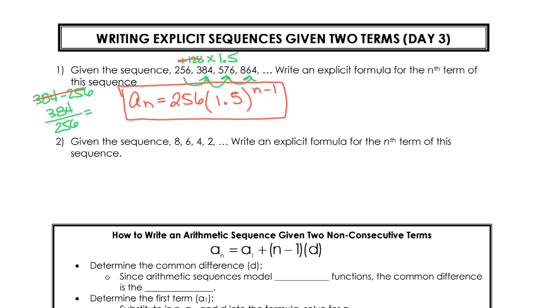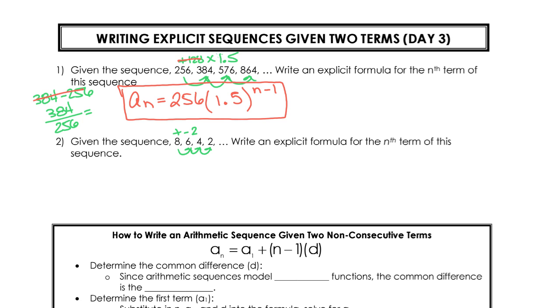Okay, in number 2, it says given the sequence 8, 6, 4, this one's a little bit easier with the smaller numbers to figure out. Are we adding or multiplying? And I think you guys can see that you are adding a -2. 8 plus a -2 would put you at 6. 6 plus a -2 would put you at 4. 4 plus a -2 would put you at 2.